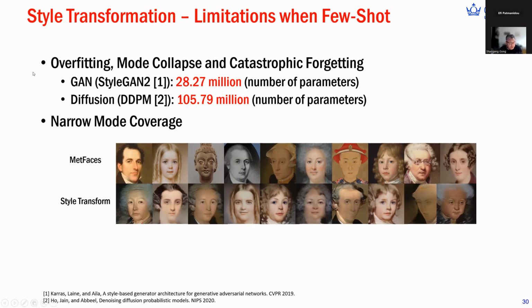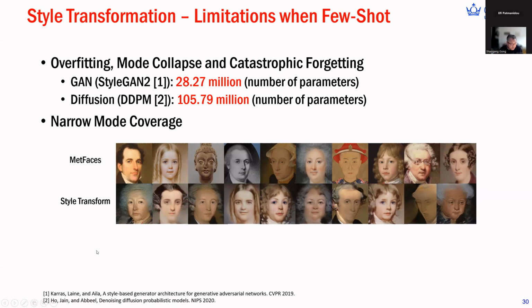So, for example, StyleGAN has just under 30 million parameters. But when we're trying to use a diffusion model, it gets really difficult, because that's about 3 times more parameters, over 100 million. And most of the models currently suffer from very poor diversity. In other words, a lot of diffusion-based generative models generate something very similar to the samples. So what we call has very narrow mode coverage.